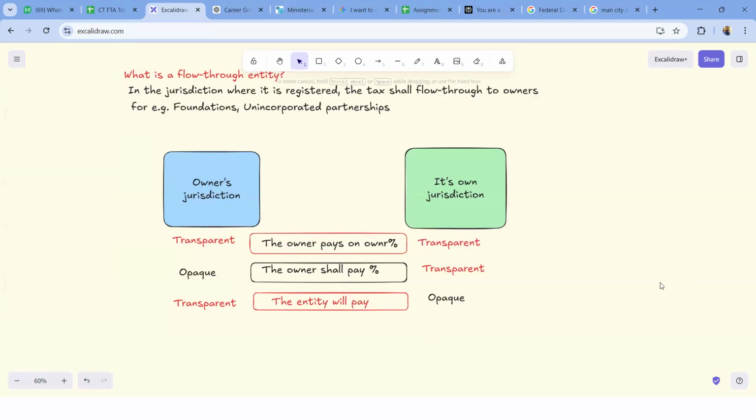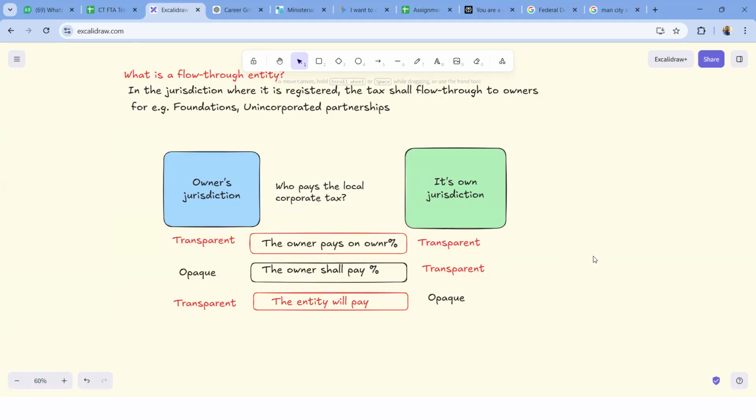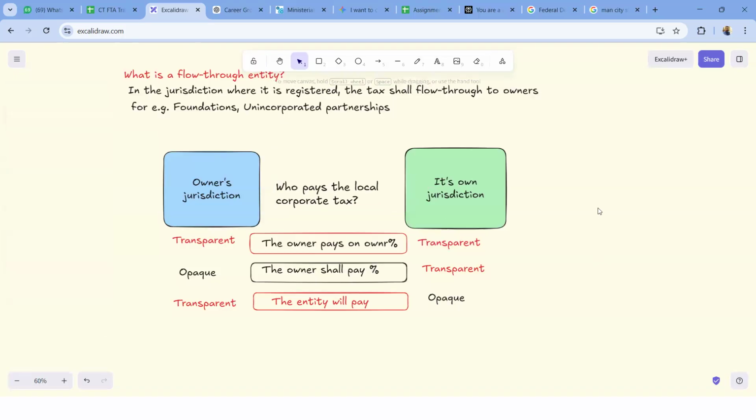You understand what is happening? Who pays the local corporate tax? So here let's write who pays the local corporate tax. You understood who will pay the corporate tax in this scenario? Yes or no?